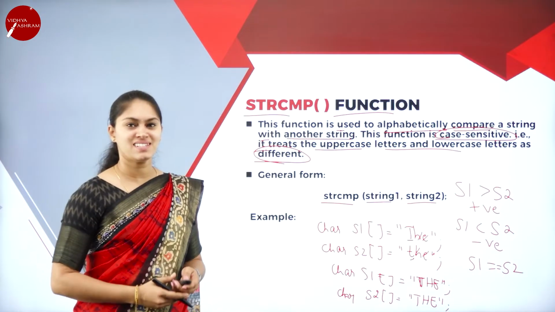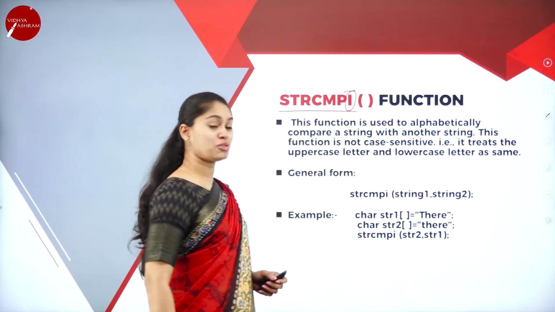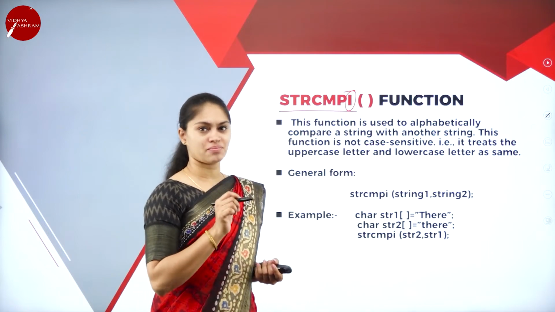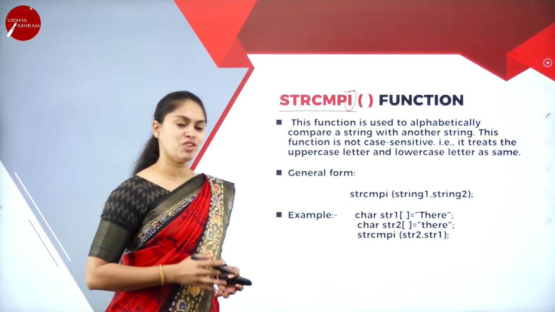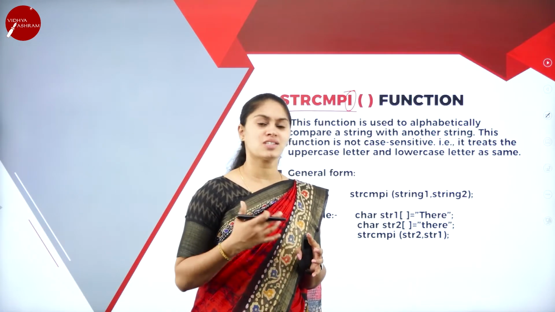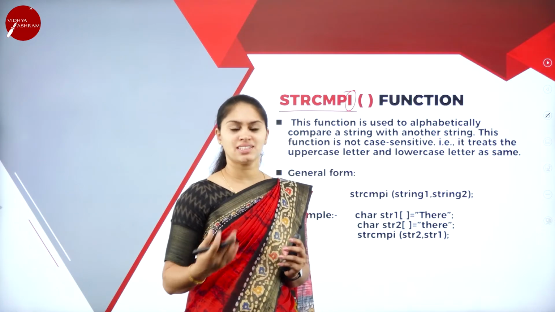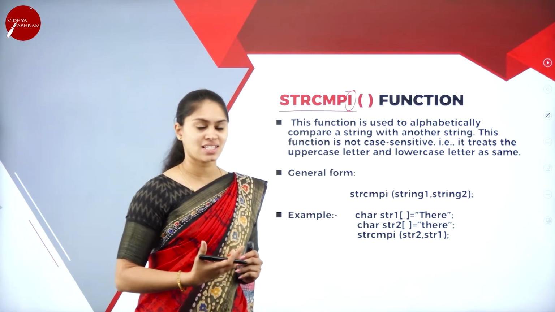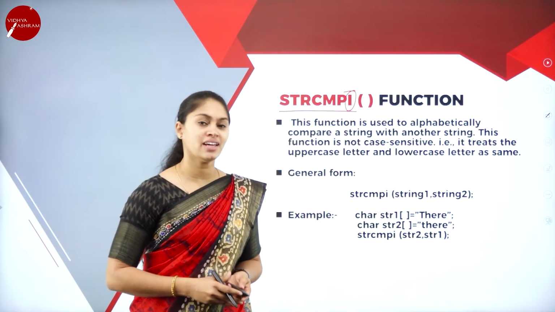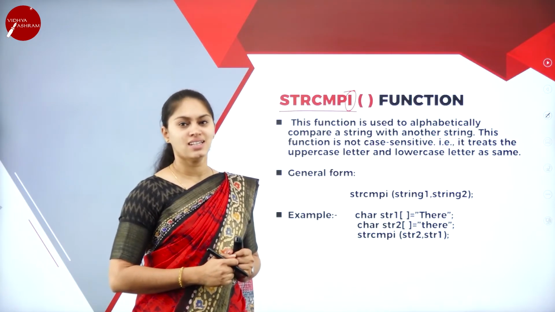Okay. Now we'll see the next function, that is strcmpi. Here you have to make a mark: instead of cmp we are having i. So what does it indicate? If you consider strcmp, it is case sensitive because it won't consider uppercase and lowercase as the same values or the same character. So based on the ASCII value it will work. But when we are using this strcmpi, it will treat both uppercase as well as lowercase as the same value.